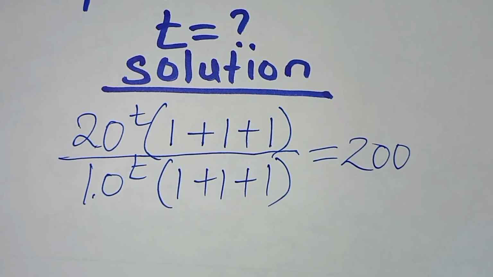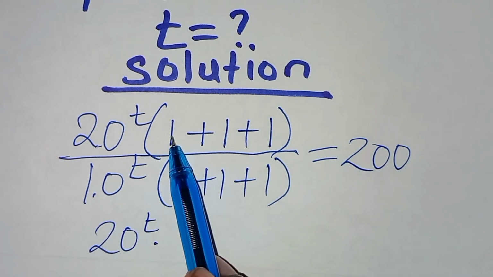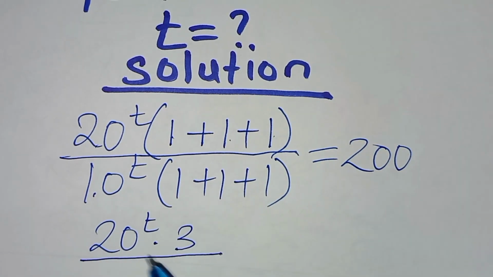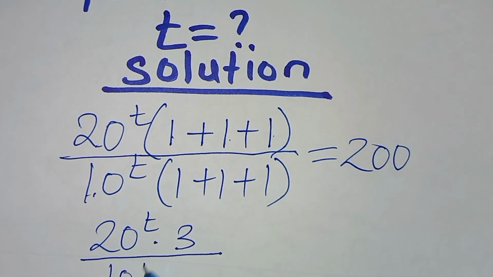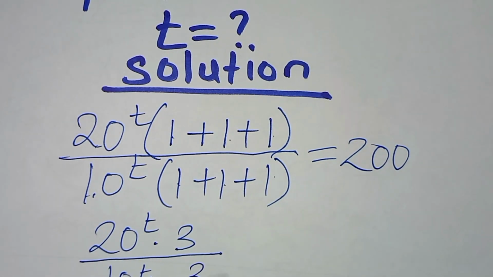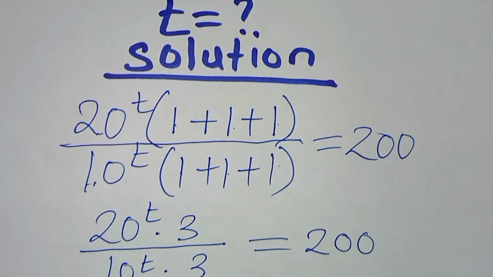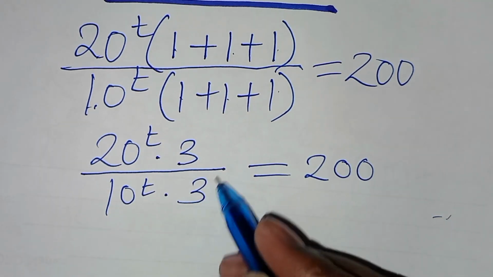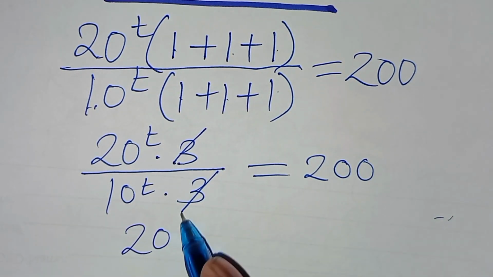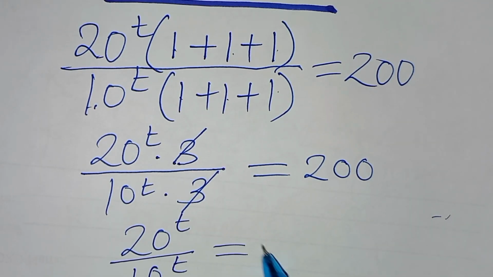So the next step here, we'll have 20 to the power t multiplied by 1 plus 1 plus 1, this is actually equal to 3, divided by 10 to the power t multiplied by 1 plus 1 plus 1, this is actually equal to 3, this is equal to 200. The next step here, let's simplify 3 and 3, so that here we have 20 to the power t divided by 10 to the power t, this is equal to 200.